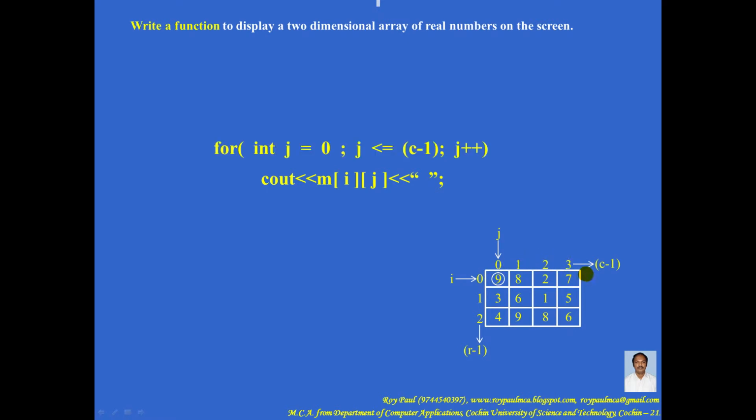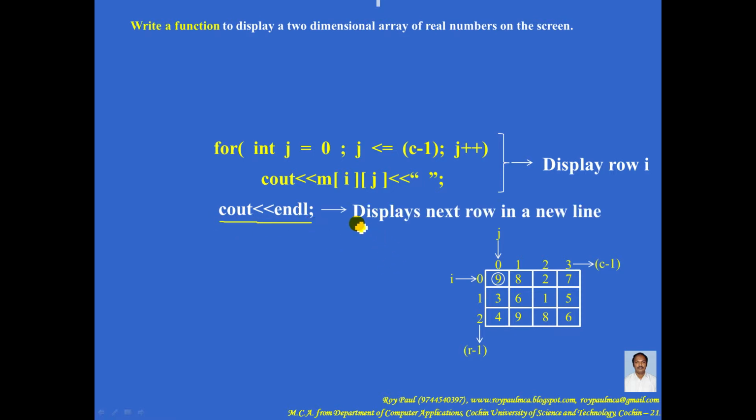How can you write the code? for int j is equal to 0, j less than or equal to c minus 1, j plus plus. So using this piece of code, we can display row i, that is, this row will be displayed. And here i is nothing but 0. After displaying one row, the next row should come in a new line, which means I need endl. cout, output operator, endl displays the next row in a new line.